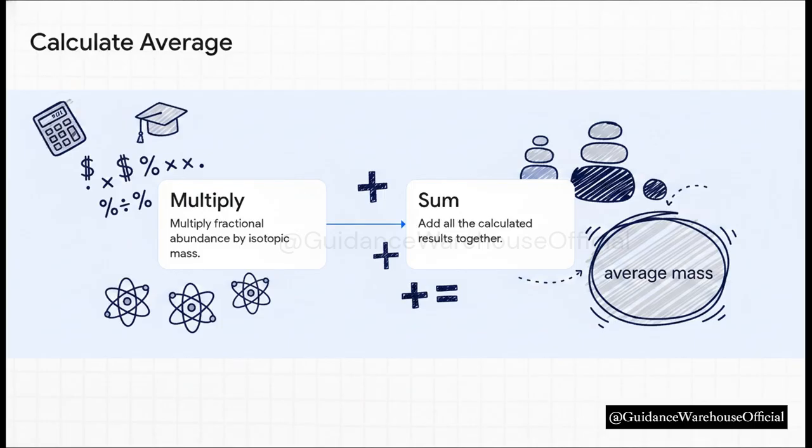The formula is beautifully simple. Step 1, you take the fractional abundance of each isotope, so just convert those percentages into decimals, and multiply each one by its specific isotopic mass. Step 2, you simply take all those results from step 1 and add them up. That's it. It is literally the exact same mathematical process a teacher uses to calculate your final grade if exams, quizzes, and homework are all weighted differently.